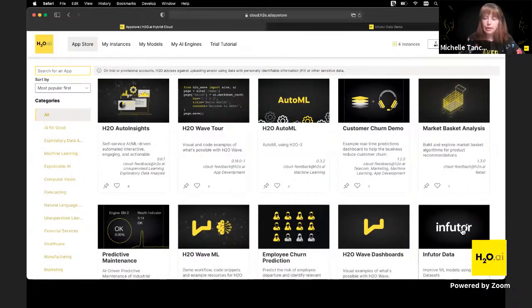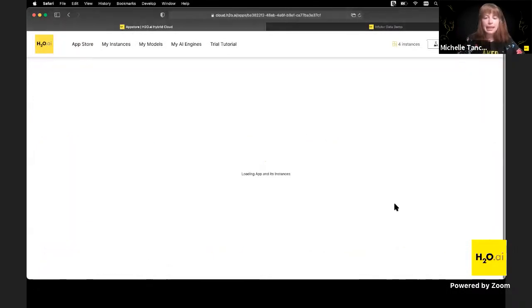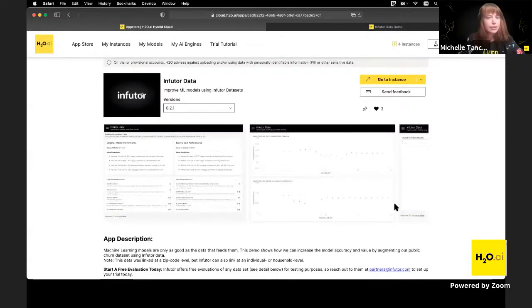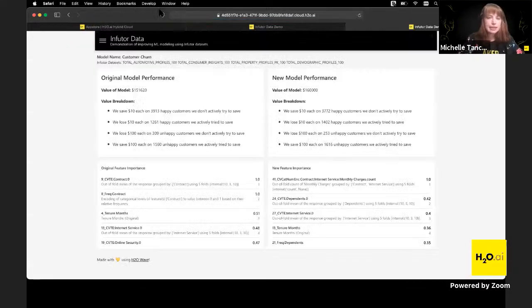We see our Infutor app here, and this is a hard-coded data set on public data. We're not going to be showing you any customer private data today. What this application does is we took a public Kaggle data set about customer churn, and we built a machine learning model on it. The model was pretty valuable. We have the costs associated with happy customers who we lose and unhappy customers who we're not able to save.